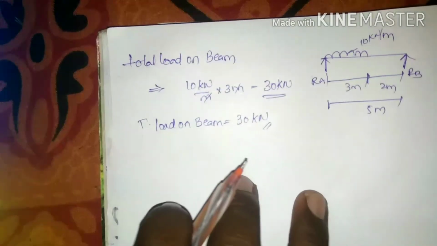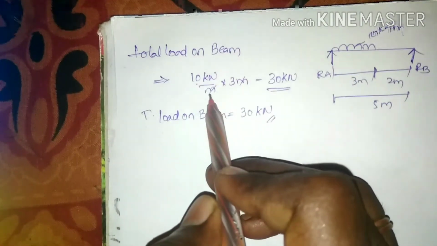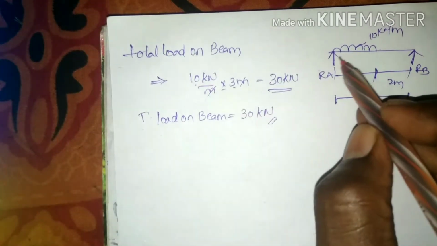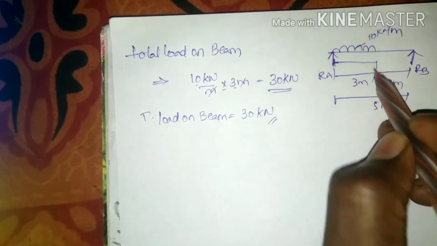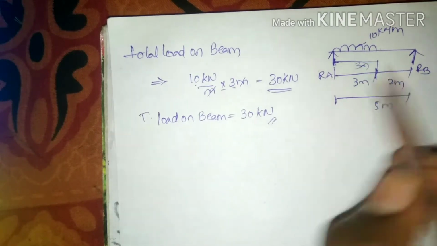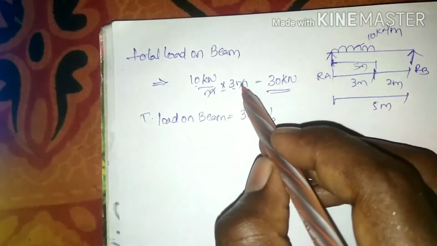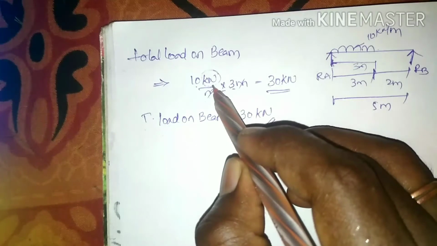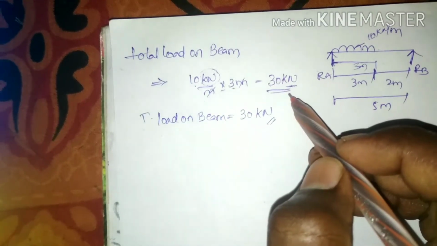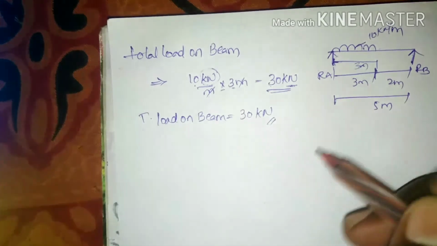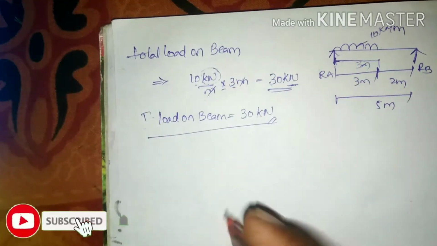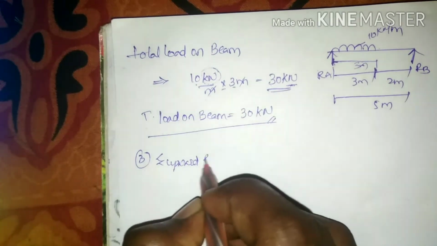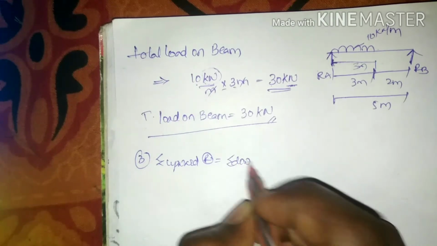Such that the total load on beam is equal to 10 kilonewton per meter multiplied by 3 meters, because the UDL is acting for only 3 meters, so we multiply only for 3 meters. The meters cancel, and we are left with 10 into 3, that is 30 kilonewtons. The total load is in kilonewtons.